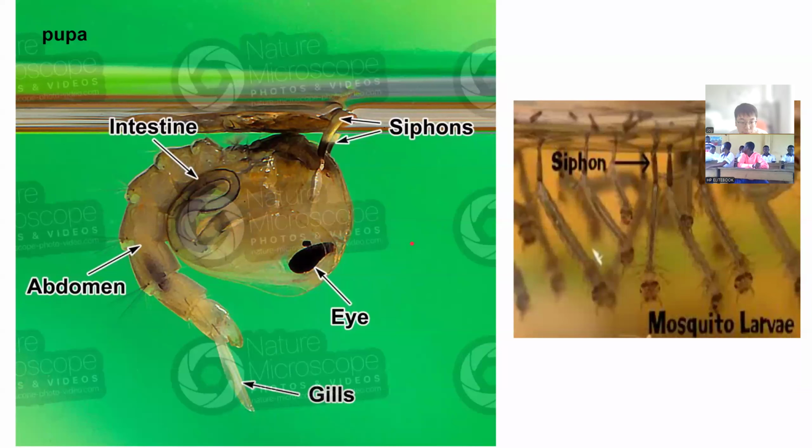Here is a detailed picture of a pupa. On the left, this is a really close-up picture of a pupa, where these are the gills. This is the abdomen. This is the intestine. This is the eye. And this is the siphon. And this is where the pupa can breathe. And on the right, these are just mosquito larvae. And you can see these are like worms a little bit.